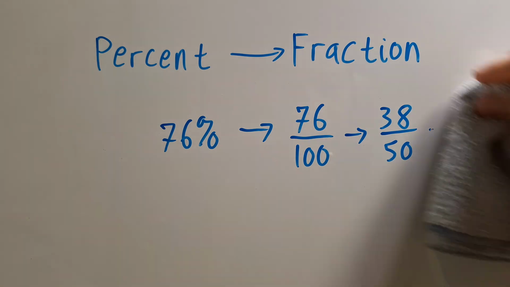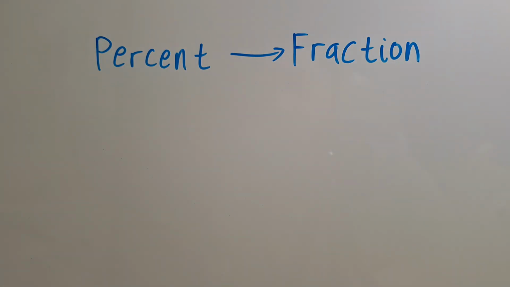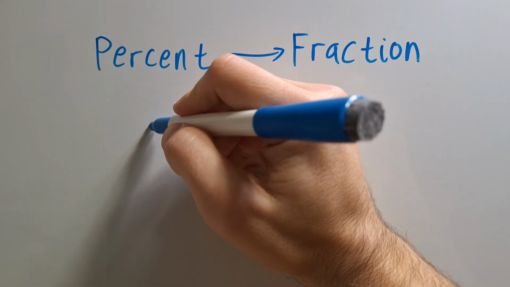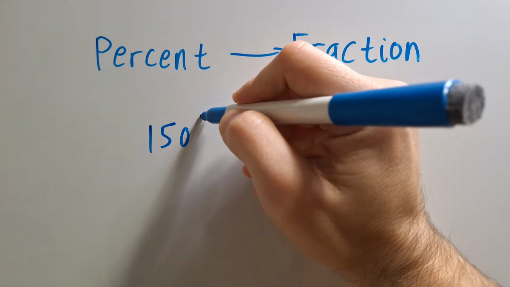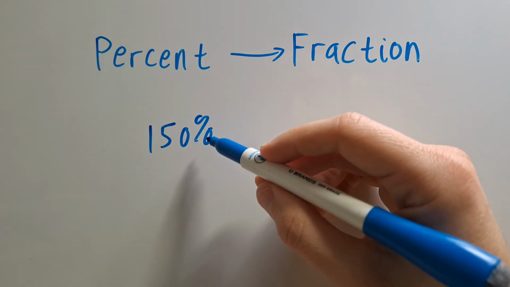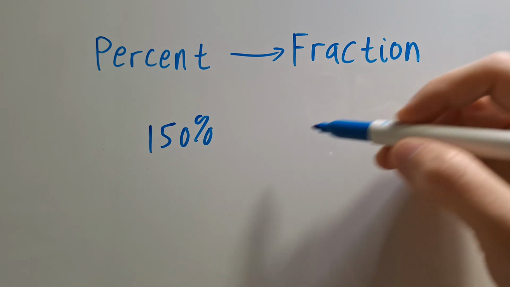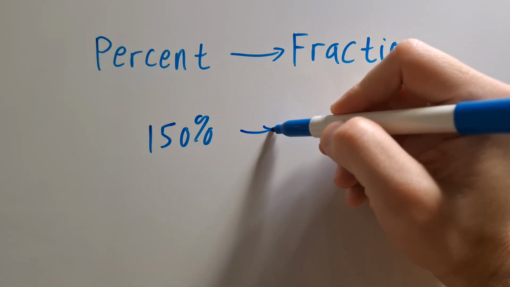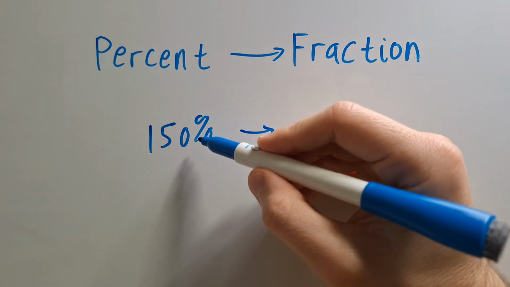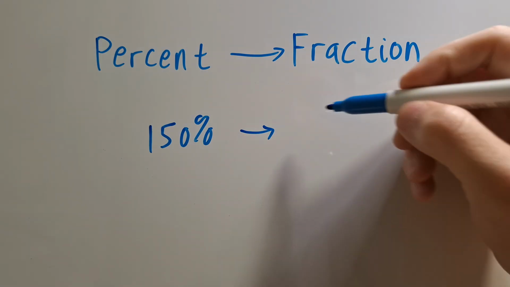Let's work out one where we have a percent that exceeds 100%, because these tend to come up every now and then. Now remember, if we have a percent that exceeds 100 in that decimal conversion, the decimal will be more than one whole. So we can expect the same thing for the percent to fraction conversion. The fraction will be larger than one whole.